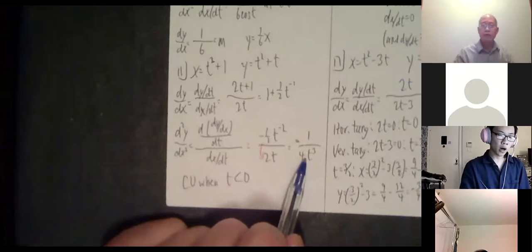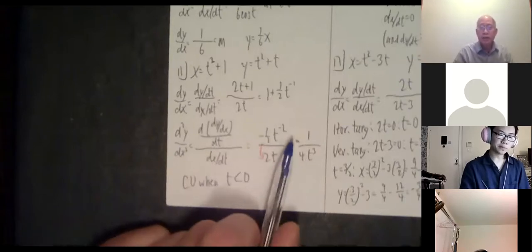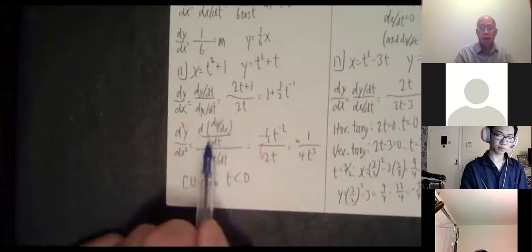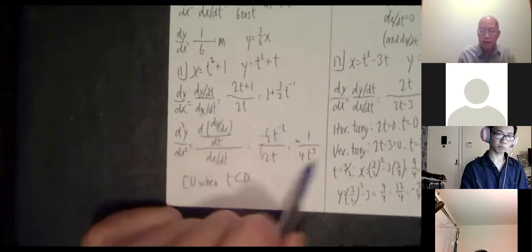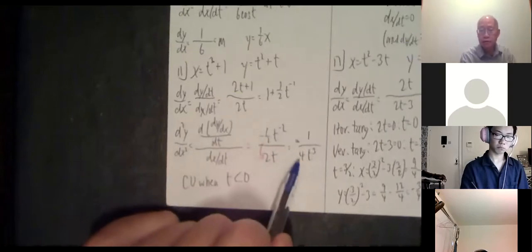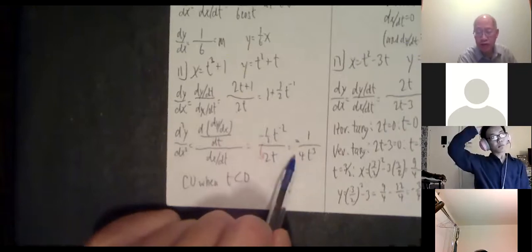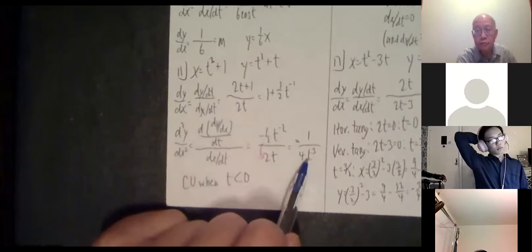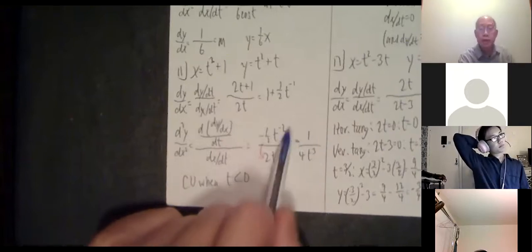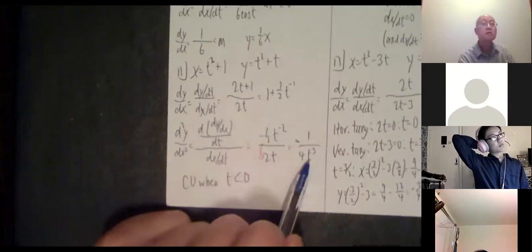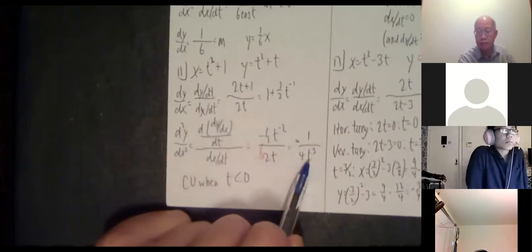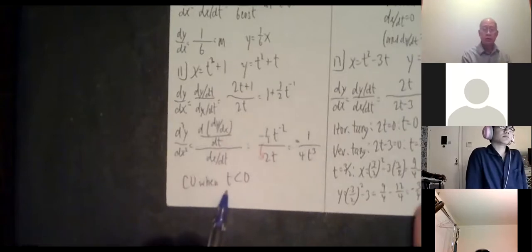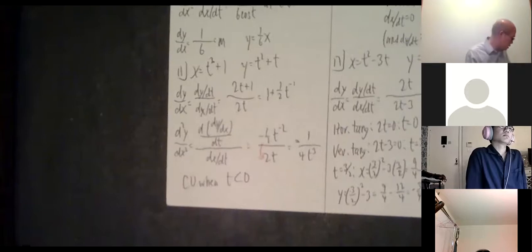That's my second derivative. And it asks, when is the graph concave up? It really means, when is this thing positive? Well, negative 1/4 is already negative. So I have to look at t cubed. In order for this whole thing to be positive, t cubed better be negative, which means t is negative. So concave up when t is less than 0.